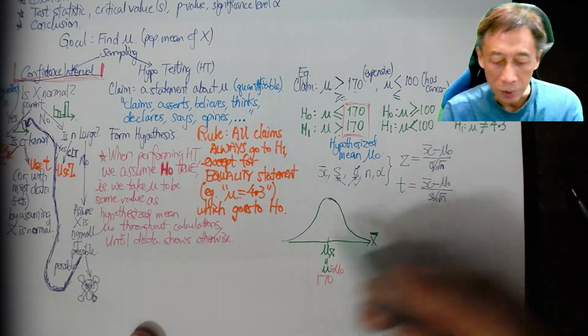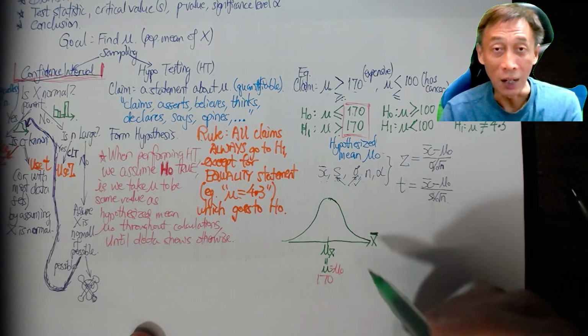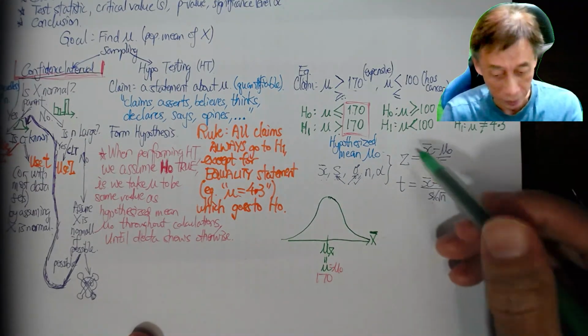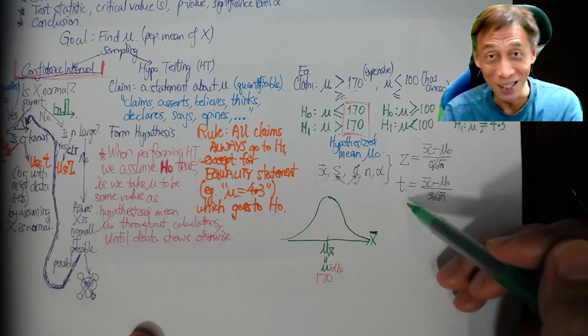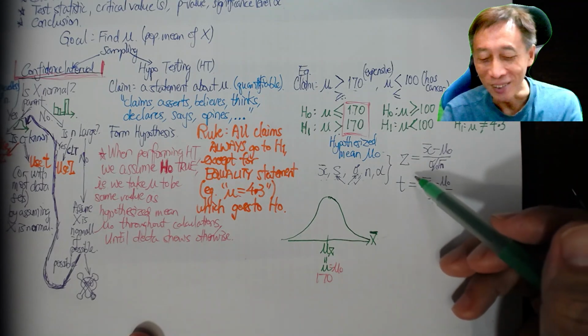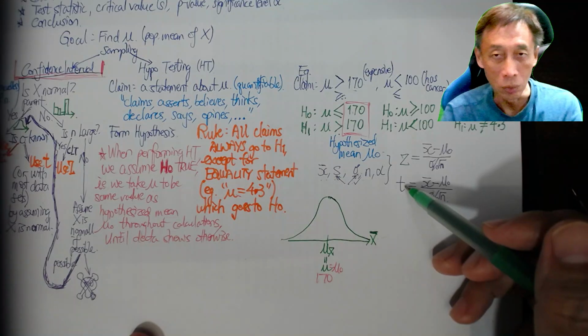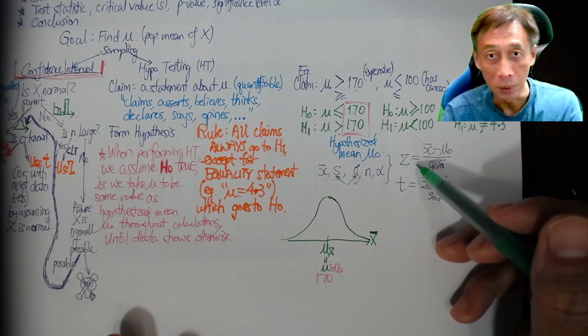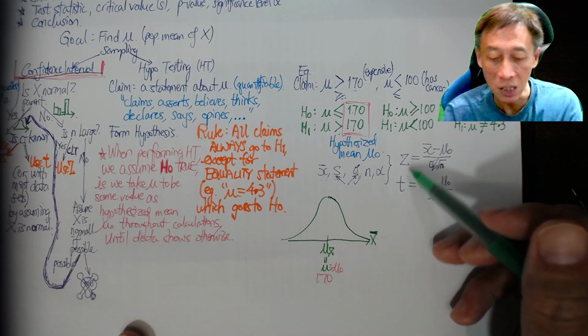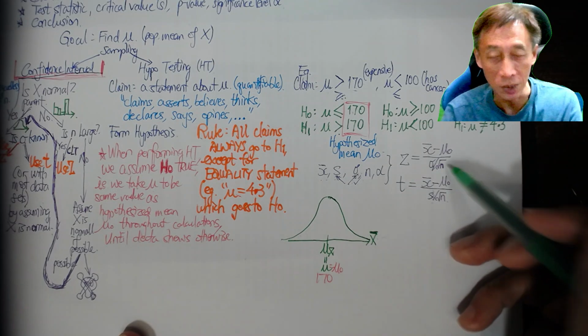Whether you use Z or T, the shape is going to look very much like a normal, because, number one, that's in your syllabus, that's the only syllabus you have. And number two, T is constructed to mimic normal as much as possible. And in fact, T becomes Z when n becomes infinity.